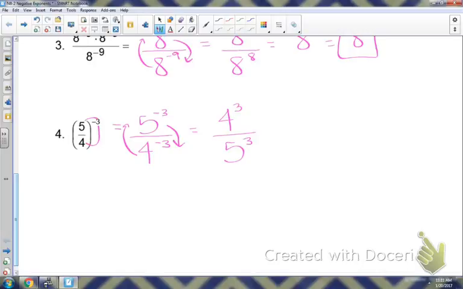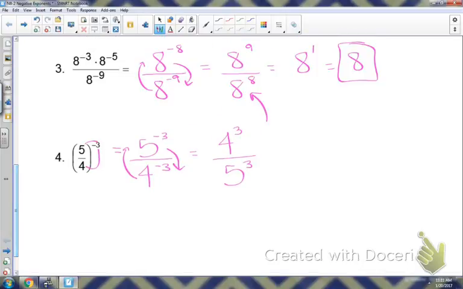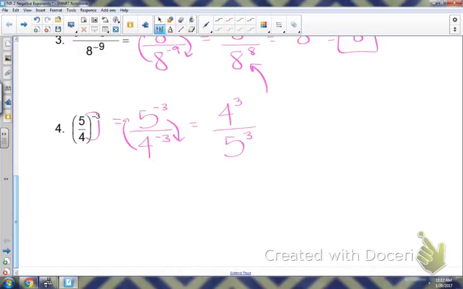Now, on this one, notice the bases are not the same like on number 3. Those bases were the same. These are not, so we can't subtract the exponents here. Okay, so we need to actually evaluate that. So 4 times 4 times 4, you would get 64. 5 times 5 times 5, you would get 125. If you end up with a fraction, make sure that you look to see if it can be reduced. And we cannot reduce 64 over 125. So that would be your answer.